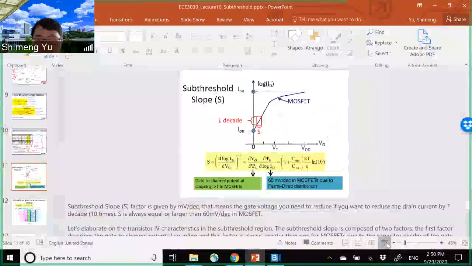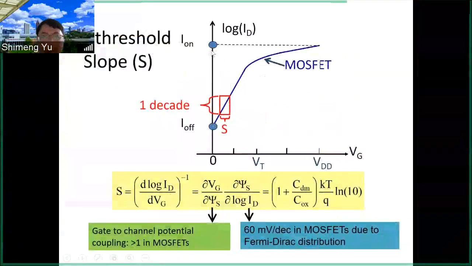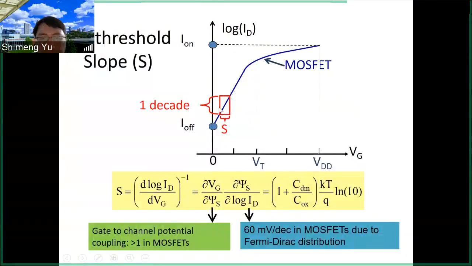So we talk about the subthreshold here, and we see the straight line. And the straight line has a slope, and we call this subthreshold slope S factor. So this S means what? Means the slope. Or in other words, if you look at the unit for the S, typically it's like millivolt per decade. So what does this mean?